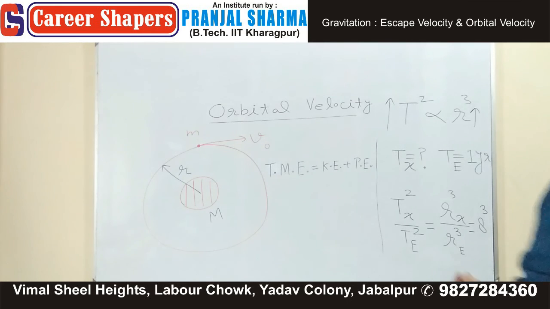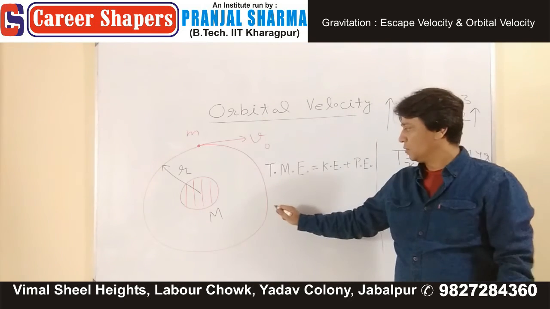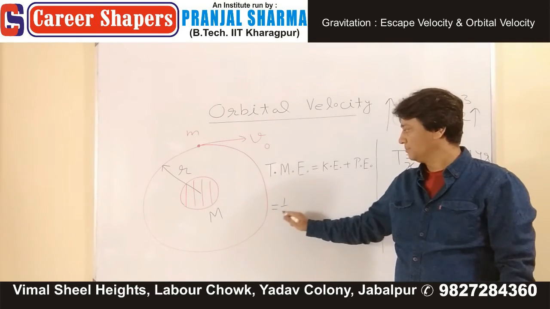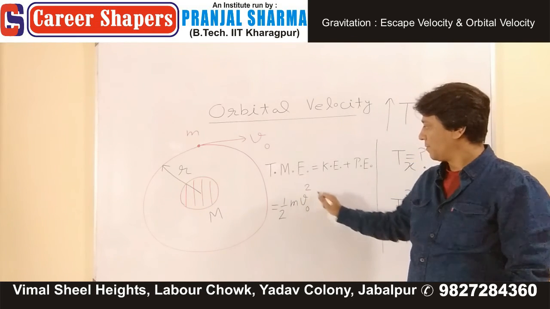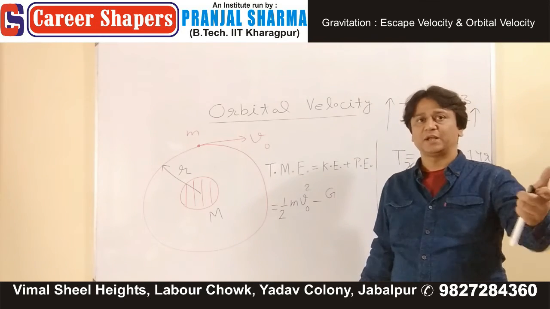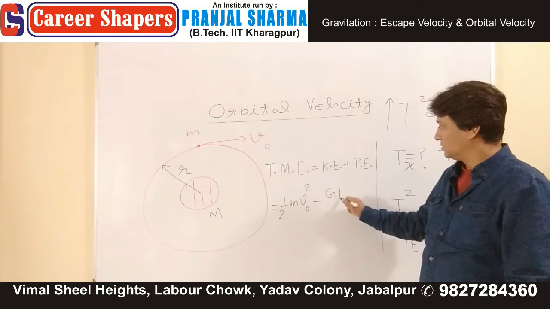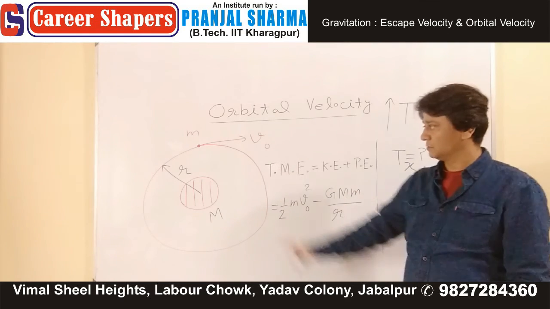भाई सिंपल वैल्यूज पुट करनी है आपने. What is kinetic energy? Half m VO squared. What is potential energy? अर्थ टाइप के सिस्टम के लिए mgh यूज नहीं होता. Minus of GMm upon what is the distance? Small r.